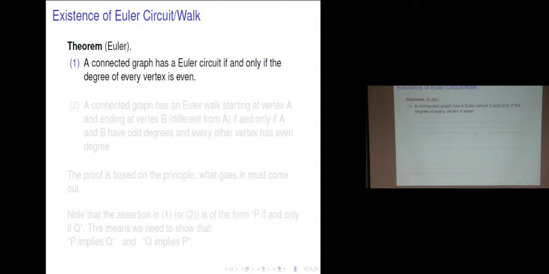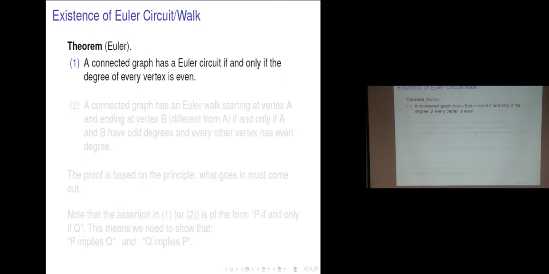So Euler says this. A connected graph. I didn't define what a connected graph is, but you can imagine. It's one piece. There are no isolated points, or no two graphs where one is here and the other one is here with no edge connecting them. So a connected graph is just one piece, just the usual graph you would think of. Okay. So a connected graph has an Euler circuit if and only if the degree of every vertex is even.